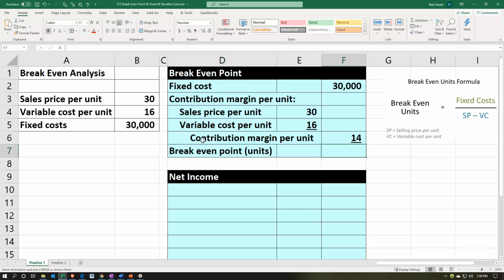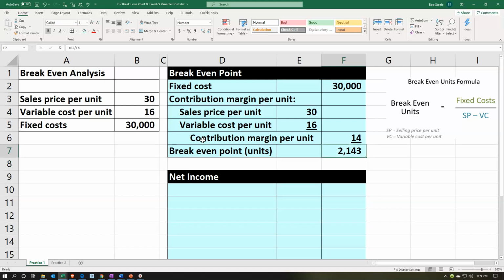That's going to mean that if we have fixed costs of $30,000, like the rent, divided by how much we're coming away with, sales minus the variable cost per unit, it means that we need to sell 2,143 units in order to cover the fixed cost of the rent.